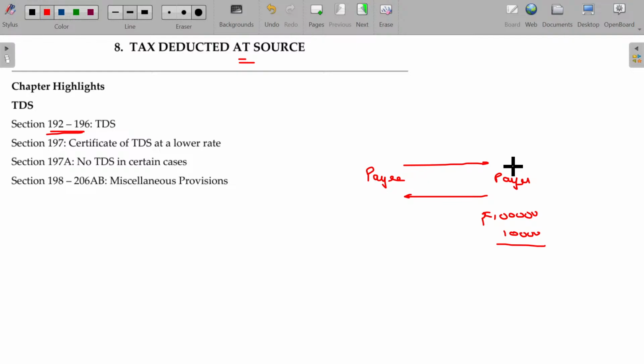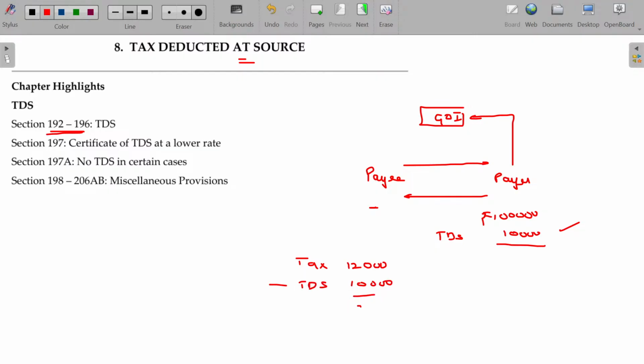So you have to deduct and deposit with the Government of India as a tax. Okay. This is called TDS. For the year end, payee calculates tax. For example, for this income, the tax payable to the government may be 12,000. By the time this TDS is deducted, TDS already paid is deducted, balance 2,000 is net tax payable. This will be calculated and adjusted by the year end at the time of payment of tax.